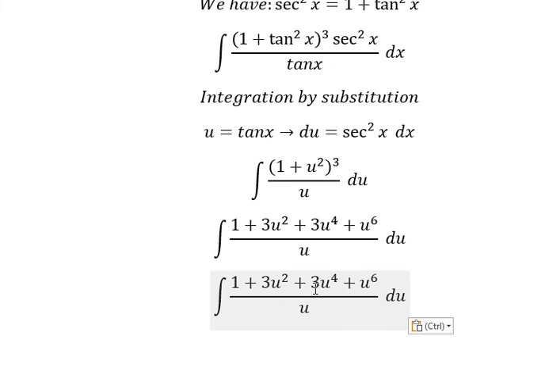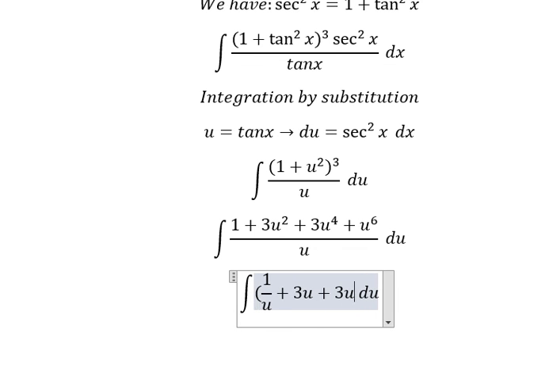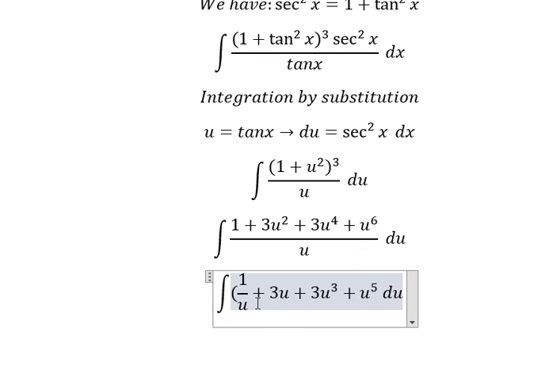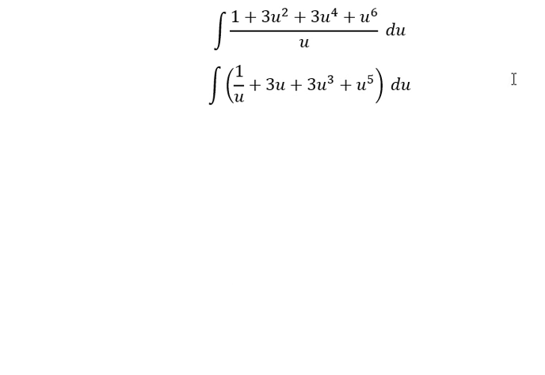So we have 1 divided by u squared, divided by u to the power of 4, divided by u to the power of 6, divided by u. So we have 1 over u plus 3u plus 3u to the power of 3, u to the power of 5. And now we have the final answer.